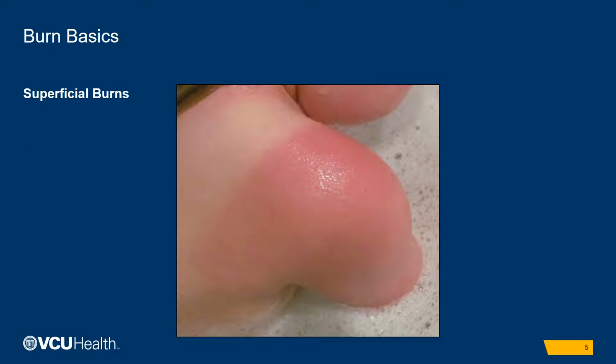This is a classic representation of a superficial burn. This is a young child who perhaps was just out in the sun too long or was in some hot water. You can see that there's a lot of erythema. It's red. It can feel hot to the touch, but there really is no significant amount of blistering, although it is very painful. And that's a superficial burn.